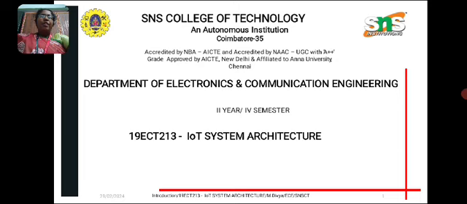Engineering. Today we are going to see the topic of IoT, that means Internet of Things. Under that, Unit 1 is Basics of IoT. In that we are going to see about IoT system architecture and its introduction.